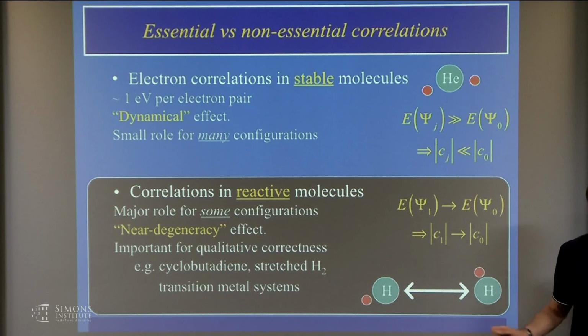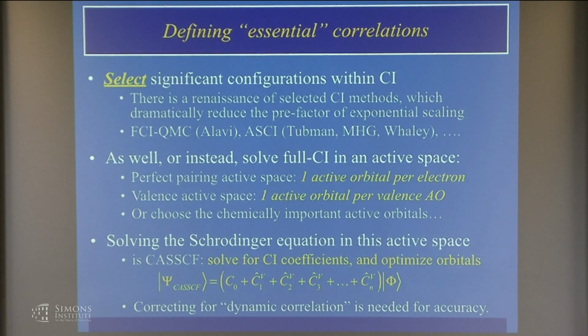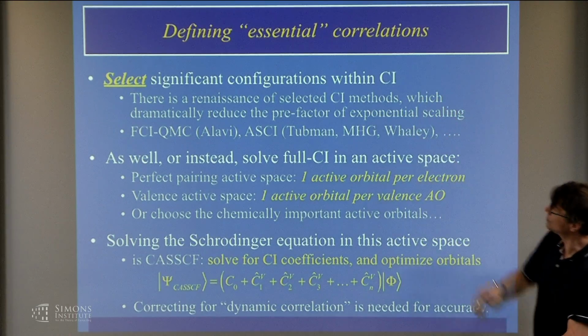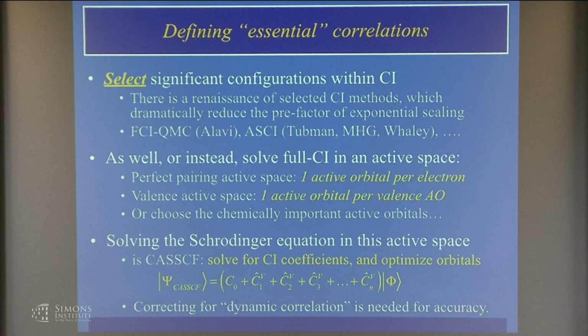The strongly correlated regime is where the bond is partly broken, that is, the electrons are still entangled, but not fully broken, at which point the electrons are independent. All right, so what do you do to define the essential correlations in conventional quantum chemistry? Well, there are a couple of things. You may try to select the significant configurations within full CI.